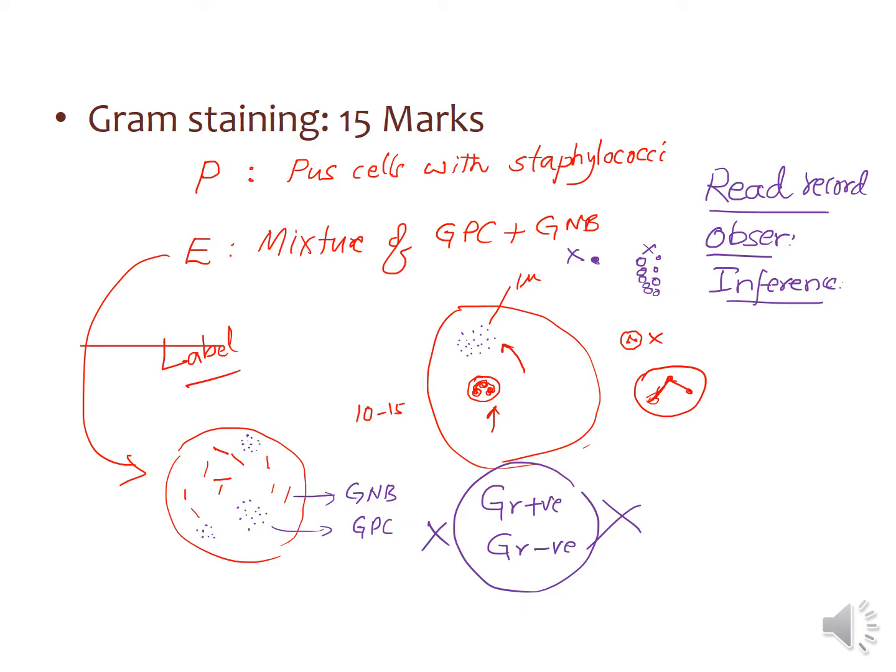And once again, pus smear is marked as P, and emulsion is marked as E. So you should not get the diagrams mixed up. If you are given P, you have to draw this particular diagram, and if you are given E, you have to draw this kind of diagram, right?